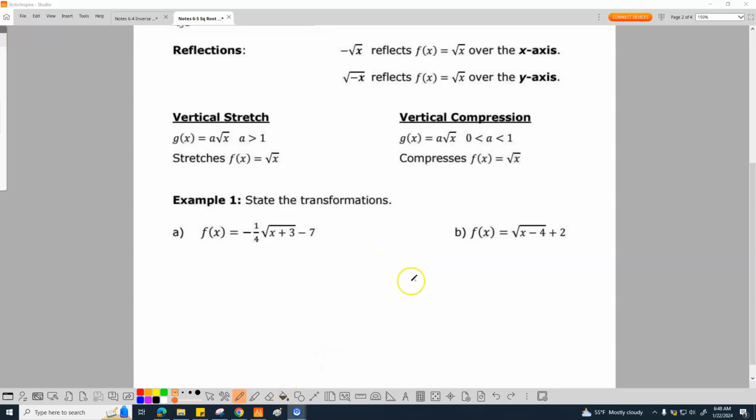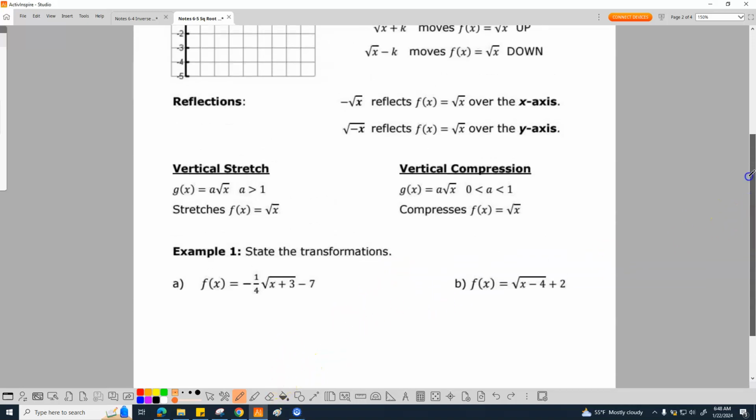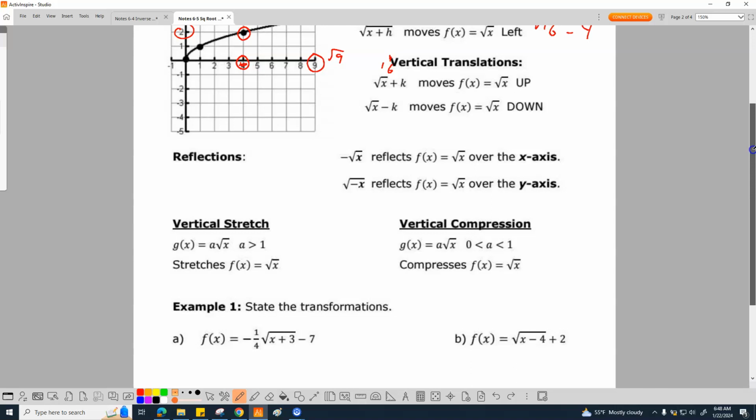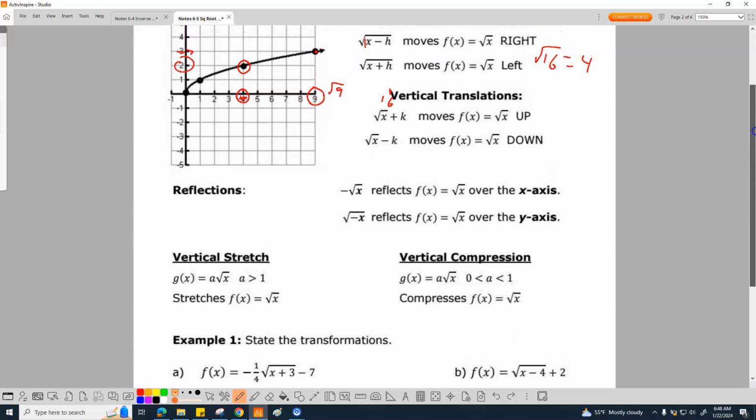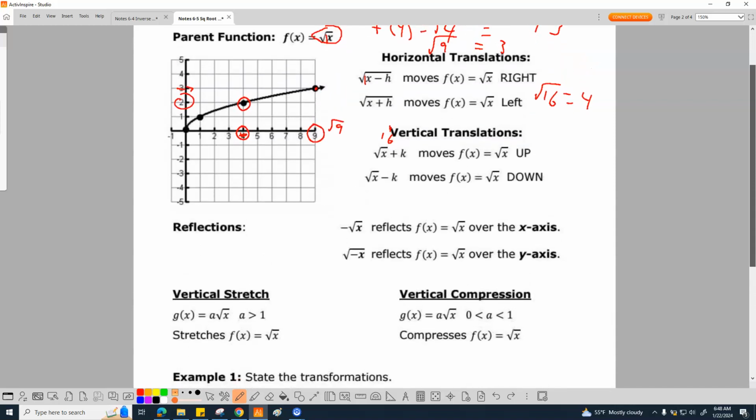All right, there is one transformation I did not talk about, and it was reflections. Reflections, to me, my brain always puts those in separate categories. So maybe y'all's brains don't do that, but mine does. So I'm going to show you the reflections now.